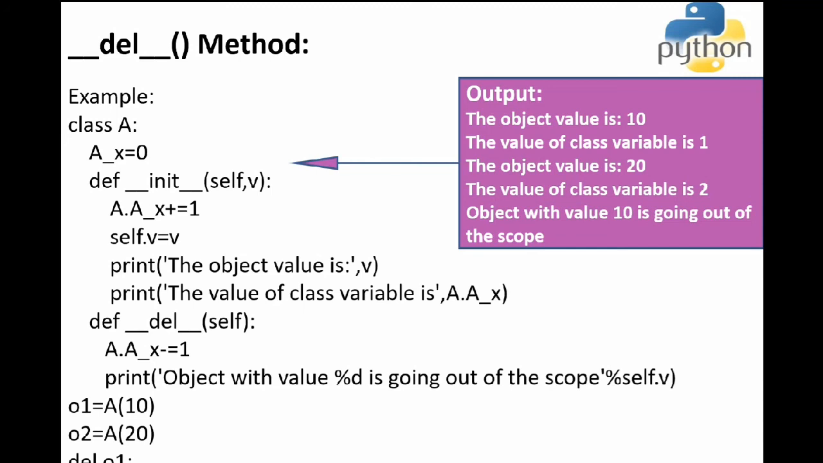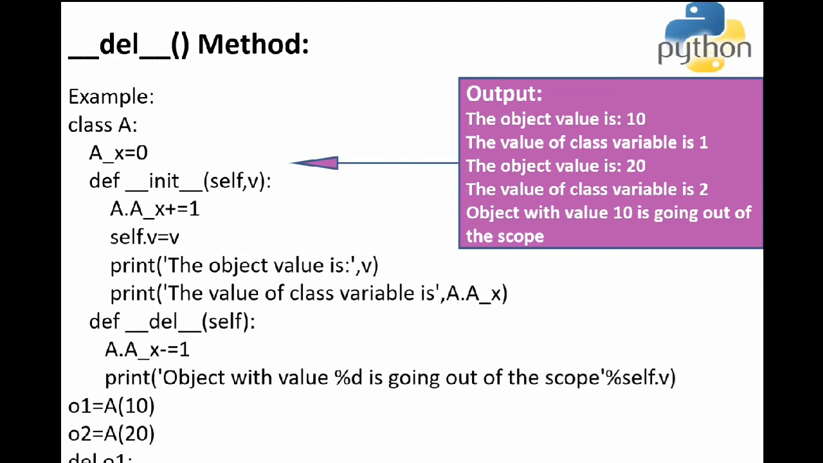So here the number of objects is 1. Whenever the init method is called, this a_x will keep incrementing, which will reflect the number of objects created. And then I am saying self.v equal to v, which is nothing but the instance variable. And then I am printing the object value. I said the object value is v, and the value of the class variable is A.a_x. Take a look at this output.